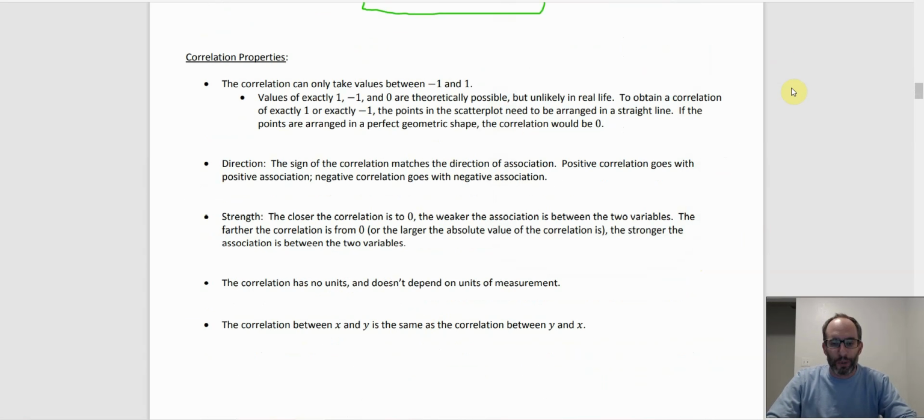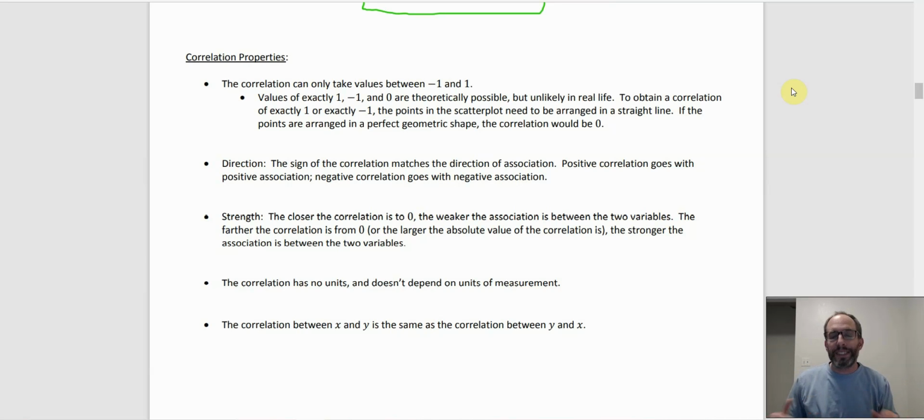All right, so the properties of the correlation. The way that computation is set up, the values are going to be between -1 and 1. It is possible to get values of exactly 1 or exactly -1, but it's not realistic. Not with a real life data set, because in order to get 1 or -1, you have to have scatter plots that are perfectly linear, where all the points are lined up perfectly. In real life, you don't get things that look like that.